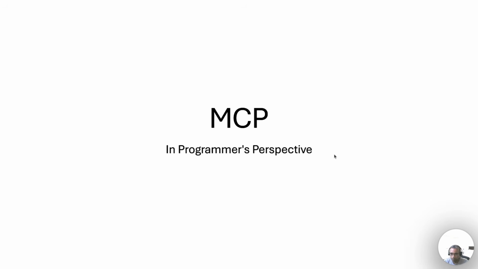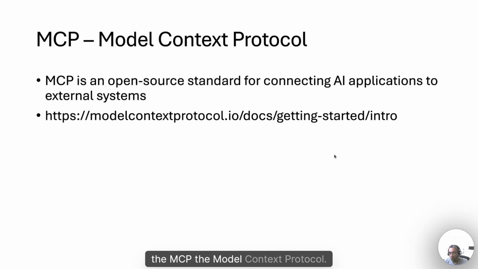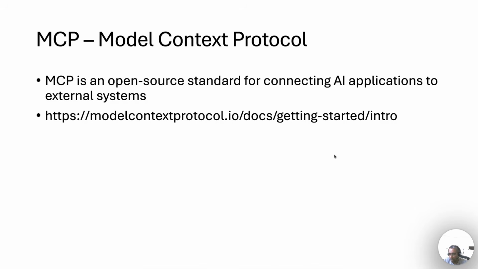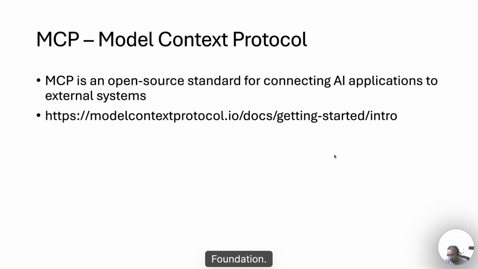So let's see what MCP is. MCP, the Model Context Protocol, is an open source standard for connecting AI applications to external systems. This open source standard was developed by Anthropic in 2024, but later, in 2025, they handed it over to the Linux Foundation.